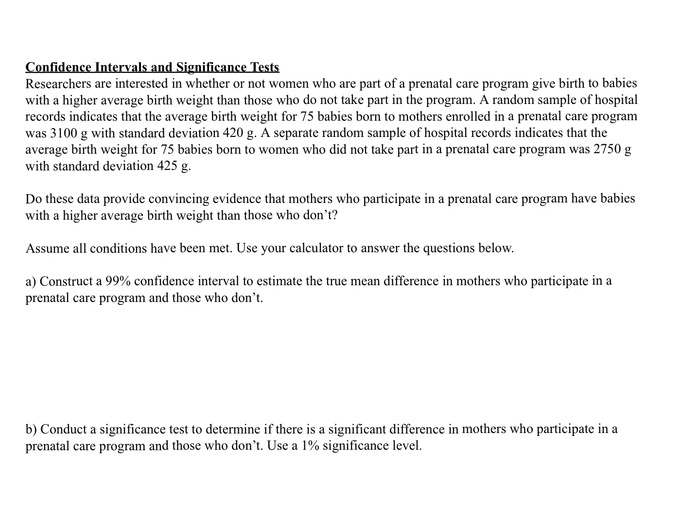Do these data provide convincing evidence that mothers who participate in a prenatal care program have babies with a higher average birth weight than those who don't? And we're going to assume all of our conditions have been met, and we're going to use our calculator to answer the questions. So the first thing we want to do is construct a 99% confidence interval to estimate the true mean difference in mothers who participate in a prenatal care program and those who don't. And I'm just going to use the test on the calculator. I'm not going to do it by hand. So let's go ahead, and x1 is going to be the mothers who do participate.